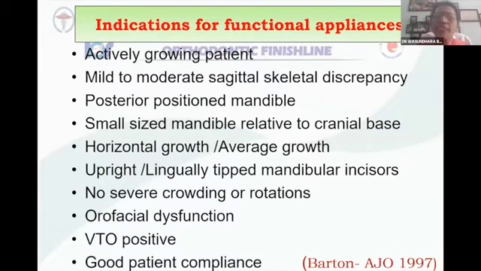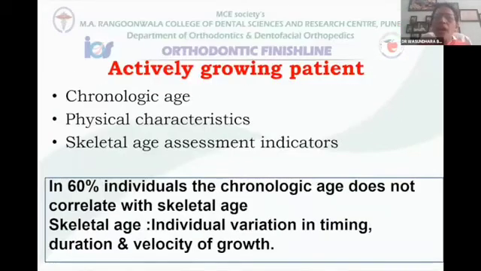So let's see the first indication, actively growing patient. How do we come to it that a patient is actively growing? From chronologic age? No, because in 60% of the individuals, the chronologic age does not relate with the skeletal age. We are going to treat the skeletal malocclusion. The skeletal bone development, the bone maturation should be in an active phase to bring about the correction.